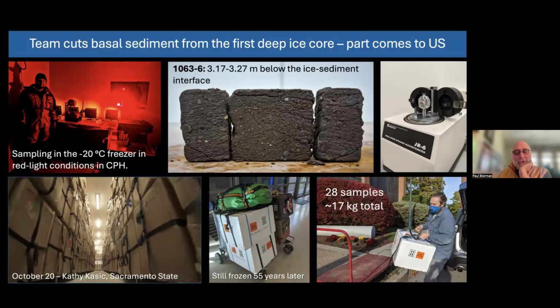So after those 2 initial samples, the National Science Foundation did fund us, and Drew went back to Copenhagen and worked with the Danes, as well as some French and Belgian scientists, for about a month and cut 28 samples from the core. This is an example of one of those samples.